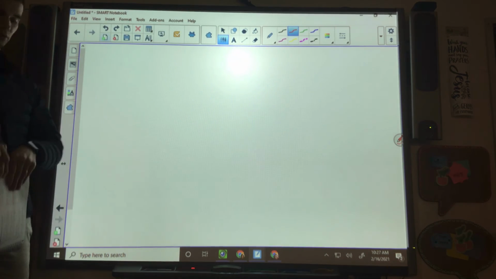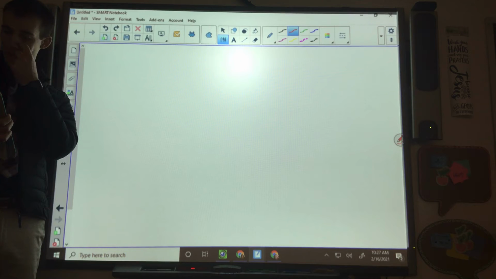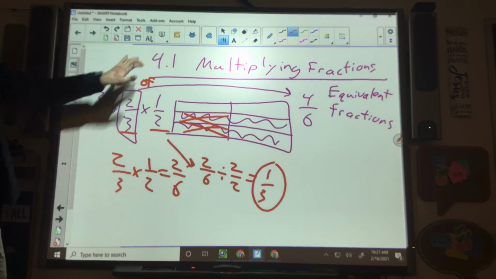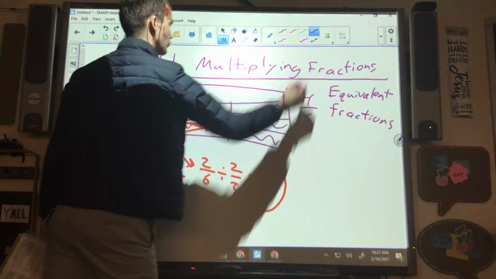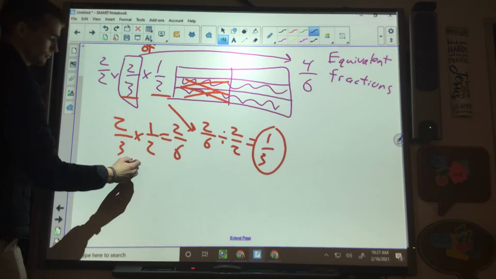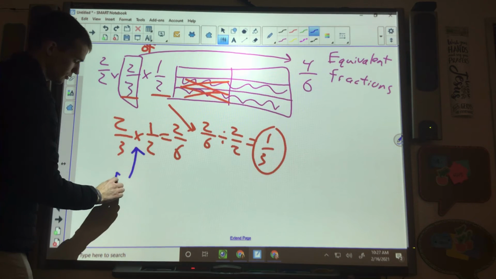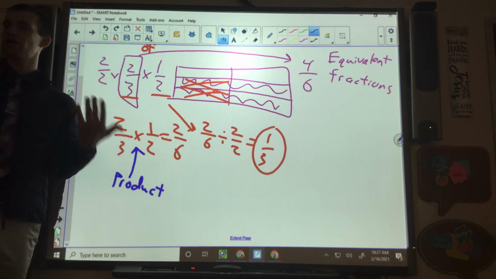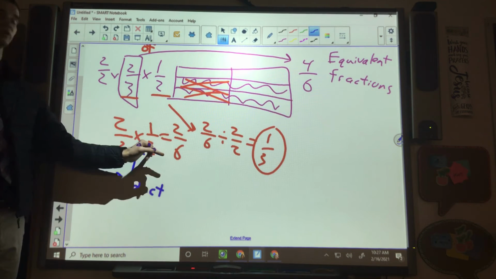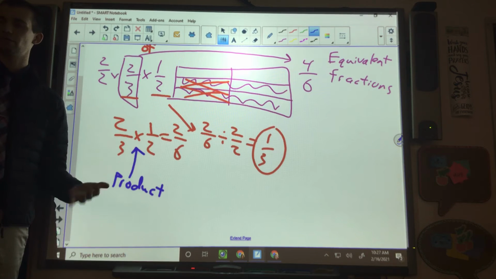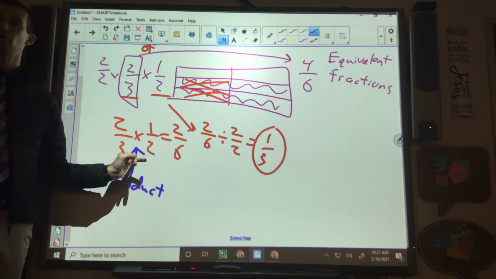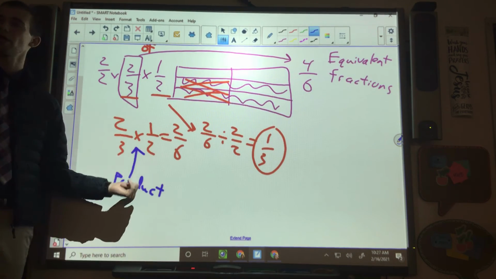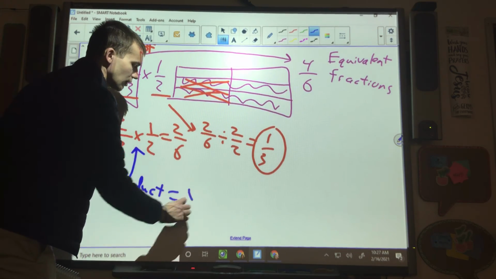Let's do one more quick example here. One other thing I wanted to say: another word for multiplying is product. If I were to say the product of 2/3 and 1/2, that means multiplying, which means you multiply. 2 times 1 is 2, 3 times 2 is 6. Product is the same thing as multiplying.